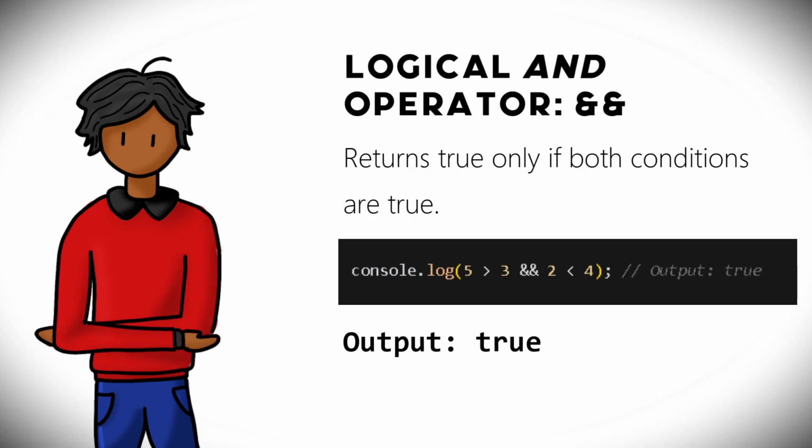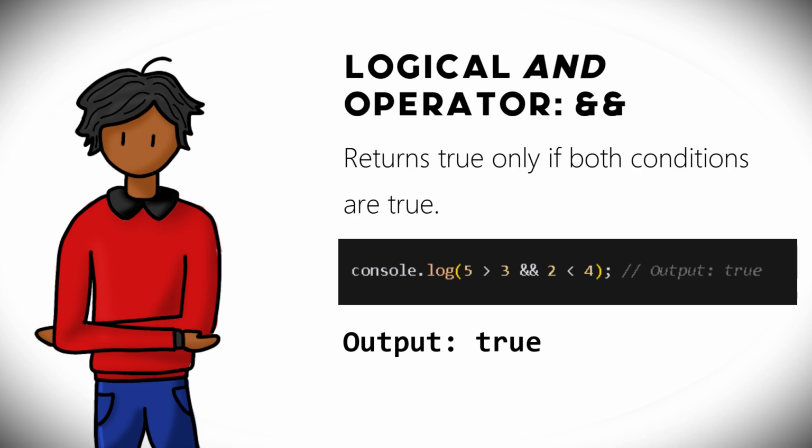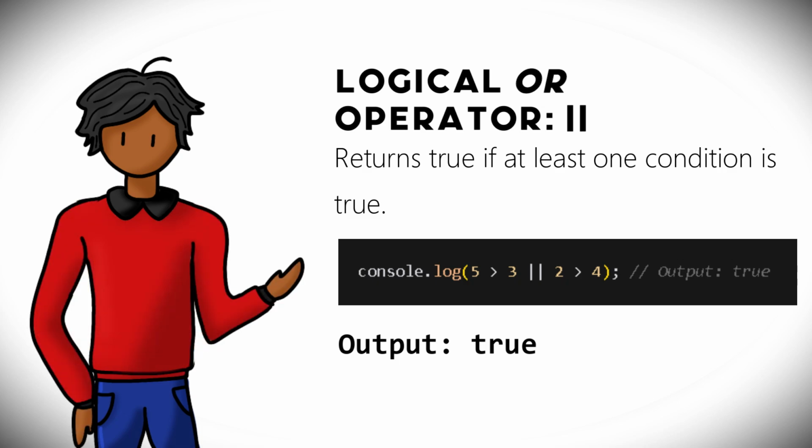Second is the logical AND operator, which is two ampersands. It returns true only if both conditions are true. For example, console.log is 5 greater than 3 and 2 is less than 4, it will output true. The logical OR operator returns true if at least one condition is true. For example, here it outputs true.